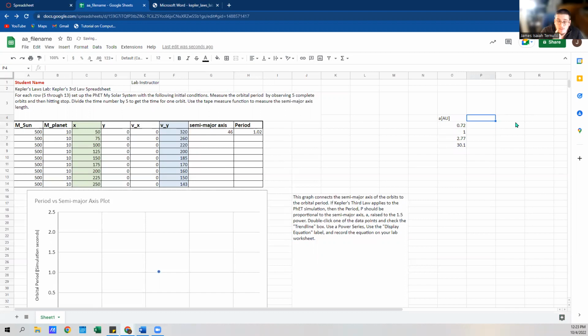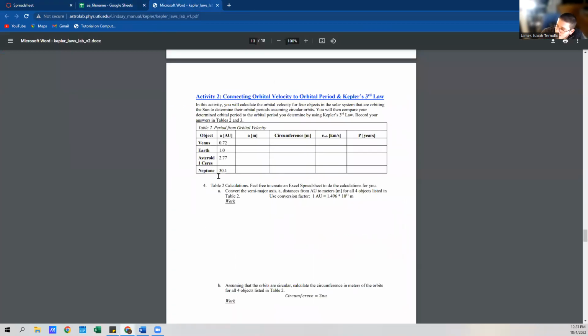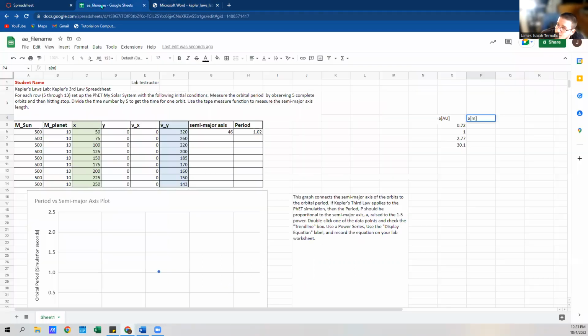And then I just let the spreadsheet do all the work. So I'll do the first one for you. Question number 4 asks you to convert, and it tells you that 1 AU is equal to 1.496 times 10 to the 11 meters. Well, what joy, because that's the units of our column.